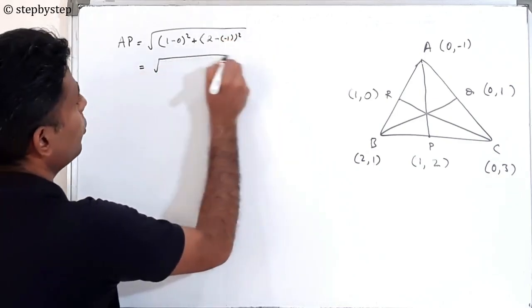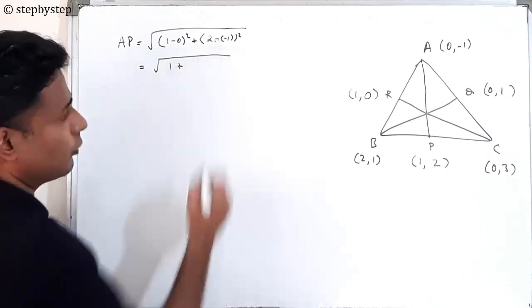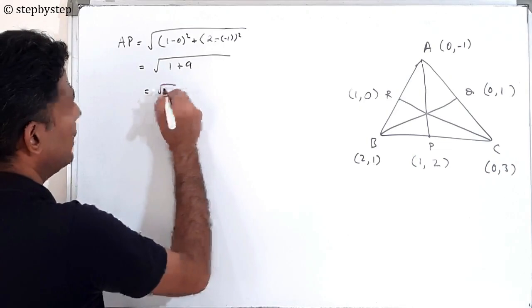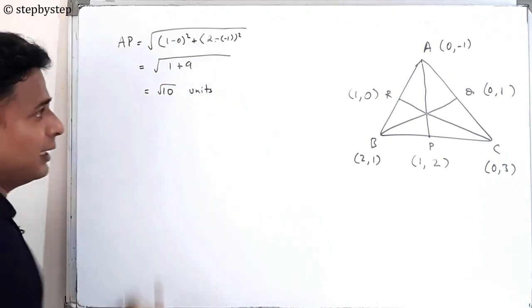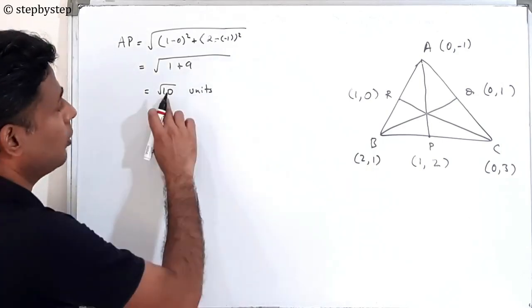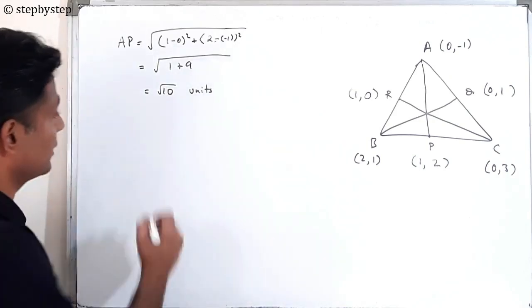So what do we get? Root of 1 minus 0, 1, 1 square is 1, plus 3. 2 minus of minus 1, 2 plus 1, 3. 3 square is 9. So the answer is root 10 units. You always have to write distance like this. Remember, if they have not told you whether it's centimeter or anything, you have to write root 10 units. Otherwise, chances are you will lose marks.